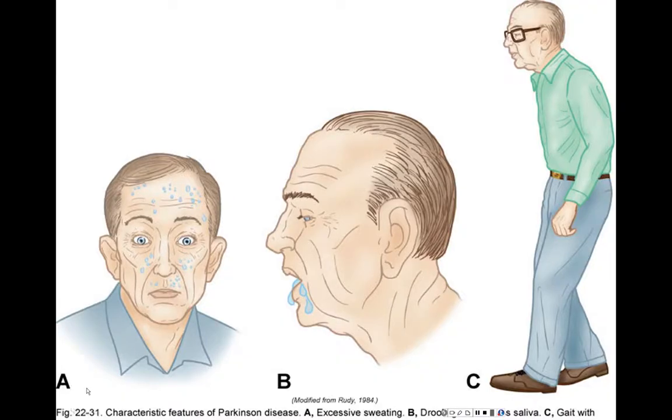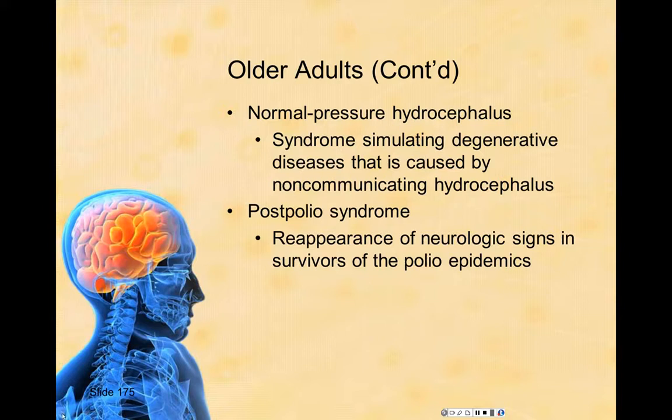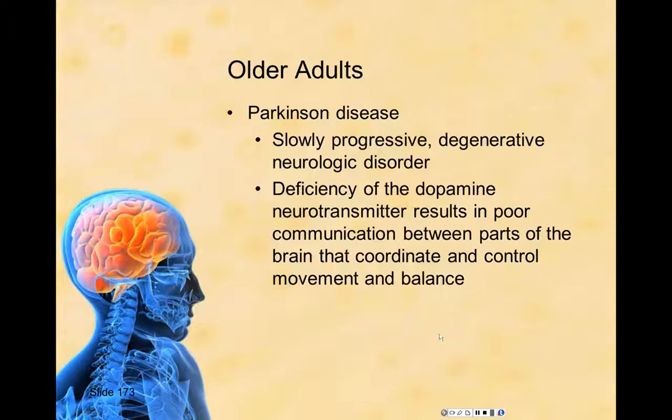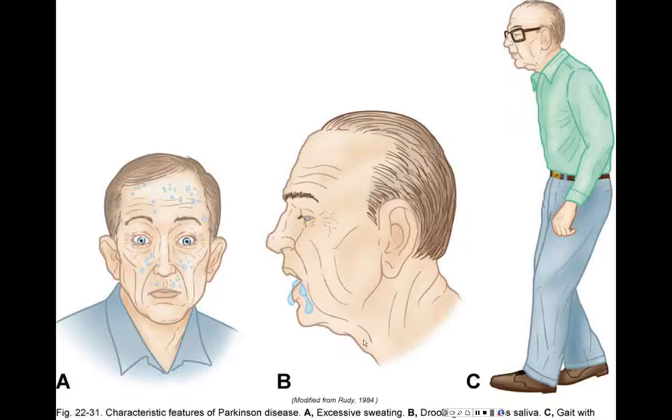Parkinson's. One of the things to be aware of with Parkinson's, let's go back here. It's a slow progressive degenerative disorder. It is caused by deficiency of the neurotransmitter dopamine. It results in poor communication between parts of the brain that coordinate and control movement and balance. So you can see this is kind of the faces that you see with Parkinson's. They have excessive sweating, sometimes drooling, and their gait is that head bent forward, stooped posture with a shuffling little tiny step gait.